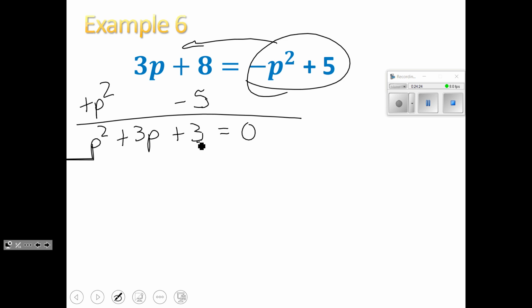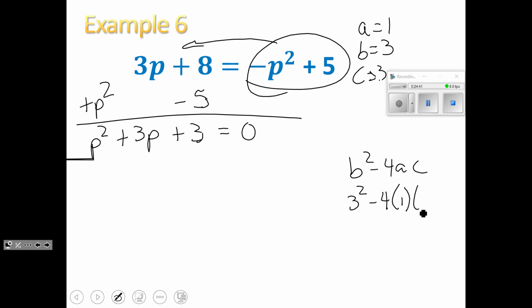Okay, go ahead and hit pause and try it. A equals 1, b equals 3, and c equals 3. So b squared minus 4ac. So this is going to be 3 squared minus 4 times 1 times 3. So you can put that all in your calculator. And I believe that's going to be -3. So that tells us what kind of answers we were going to have: two imaginary answers because of that negative. Because when you take the square root of a negative, it's going to become imaginary.